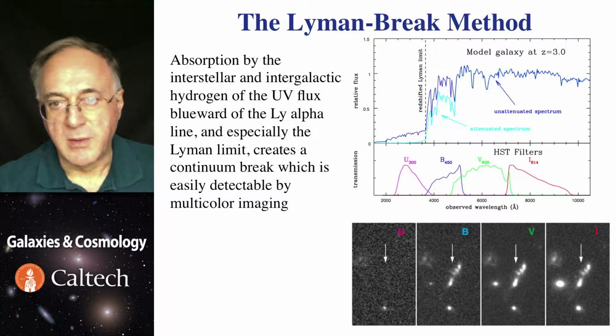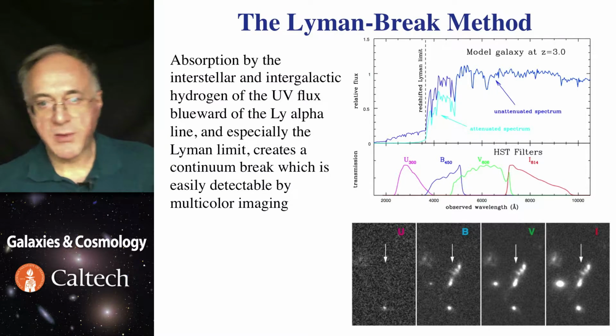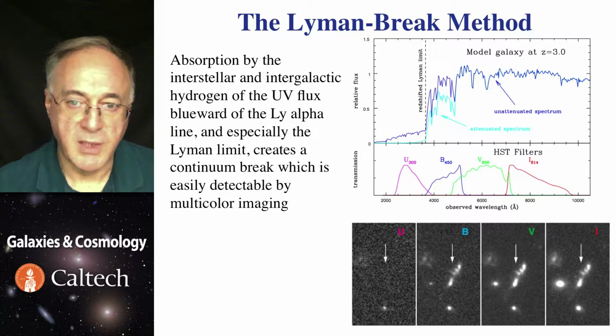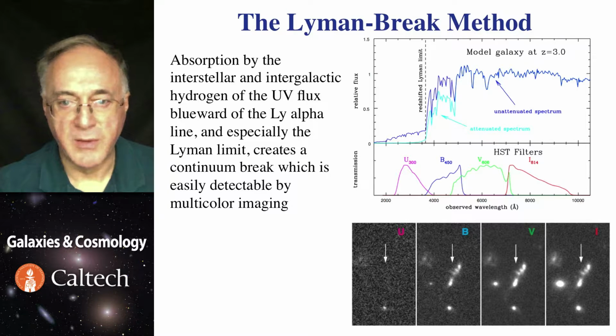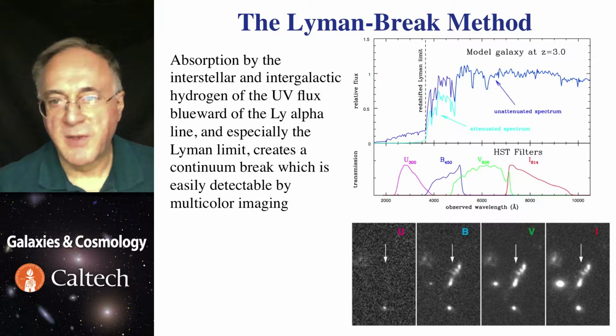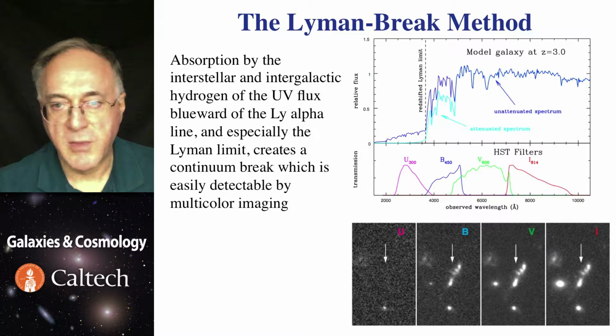This is illustrated on the bottom with an actual image from the Hubble Space Telescope. Now you can see that the galaxy is well detected in 3 filters redward of the Lyman break, but is completely absent from the one that's bluer of the Lyman break. This is a very effective way of finding high redshift objects.